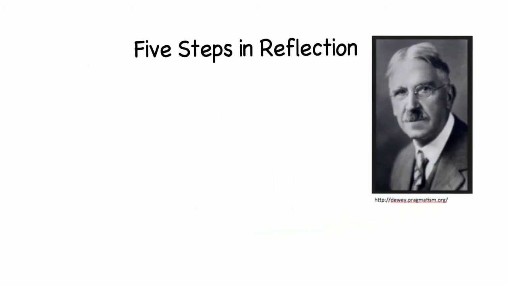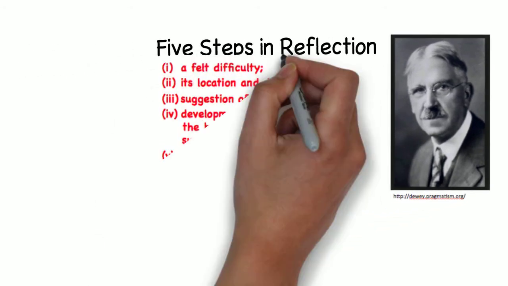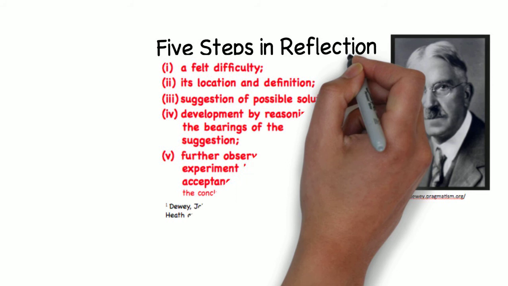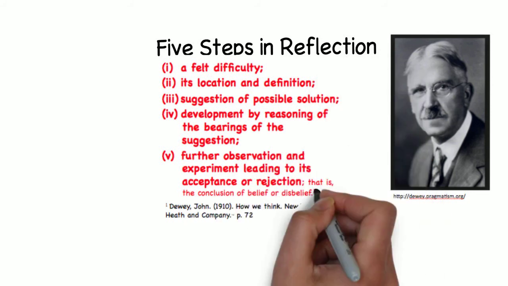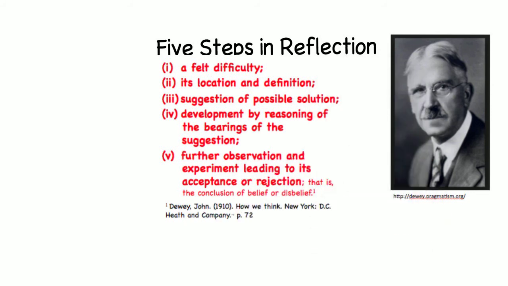Pragmatism essentially means that experience is more important over principles, and that what is really more important is that something, an idea, is useful. Let's take a look at his 5 steps in reflection.